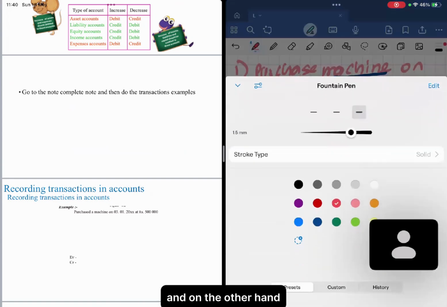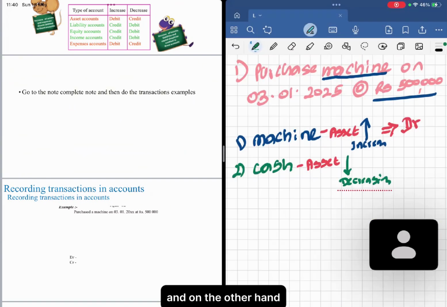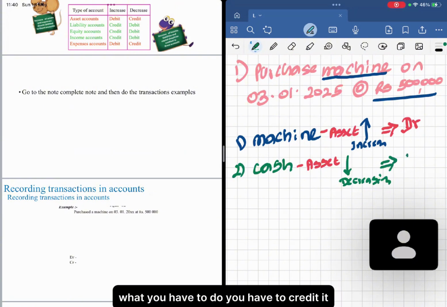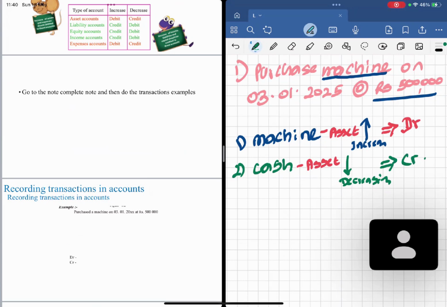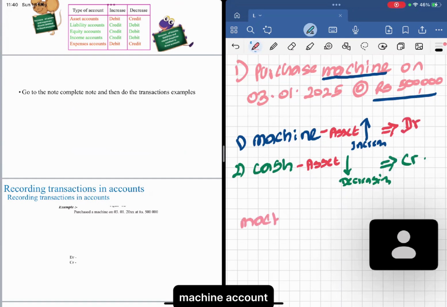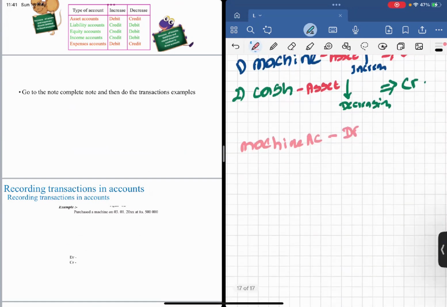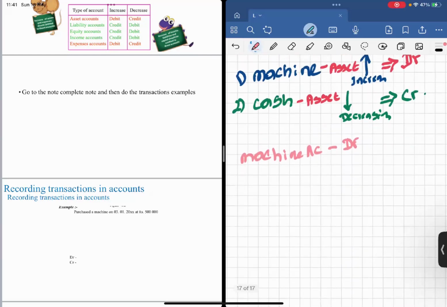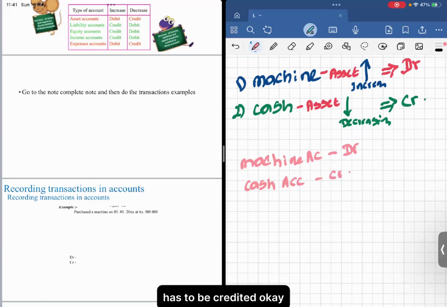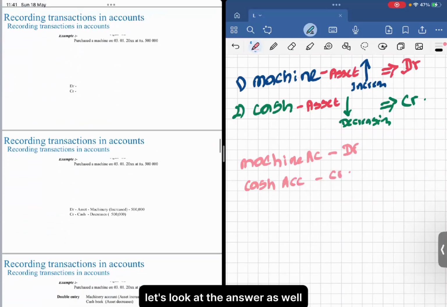And on the other hand, when your other asset is coming down or decreasing, you have to credit it. So here, the machine account has to be debited, whereas the cash account has to be credited.